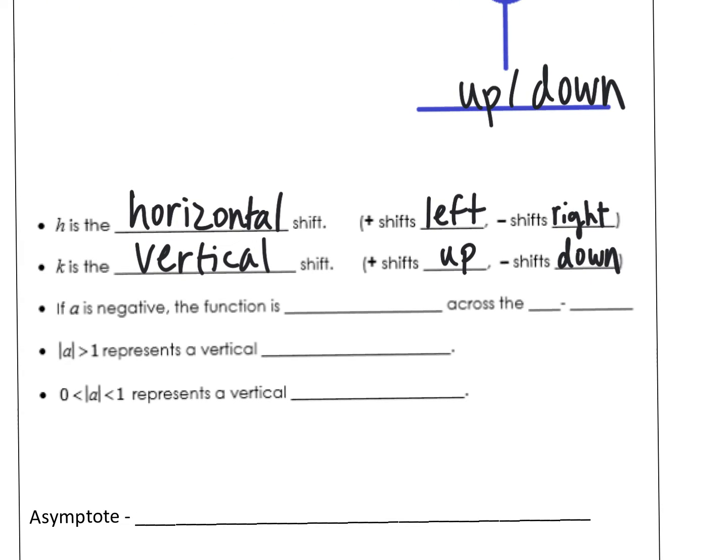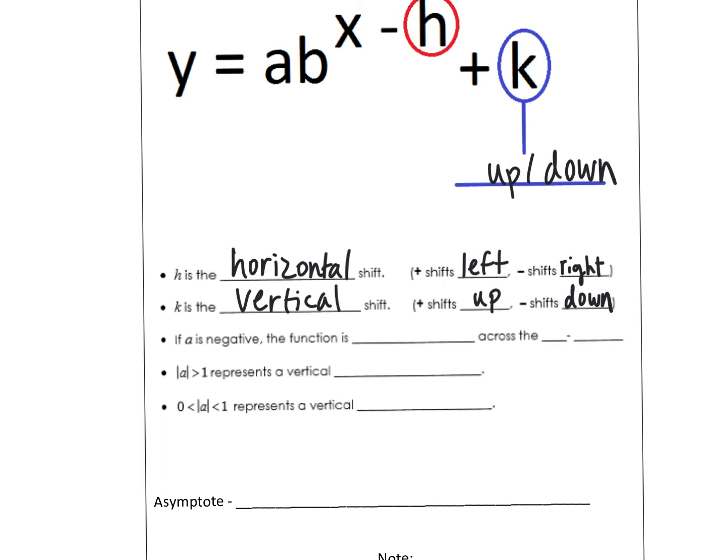Anybody remember what happens if the A value is negative? Yep, it reflects or flips across the x-axis. Good. If A is bigger than 1, that means it's a vertical stretch. And if it's less than 1, that means it's a shrink. Same thing as always.